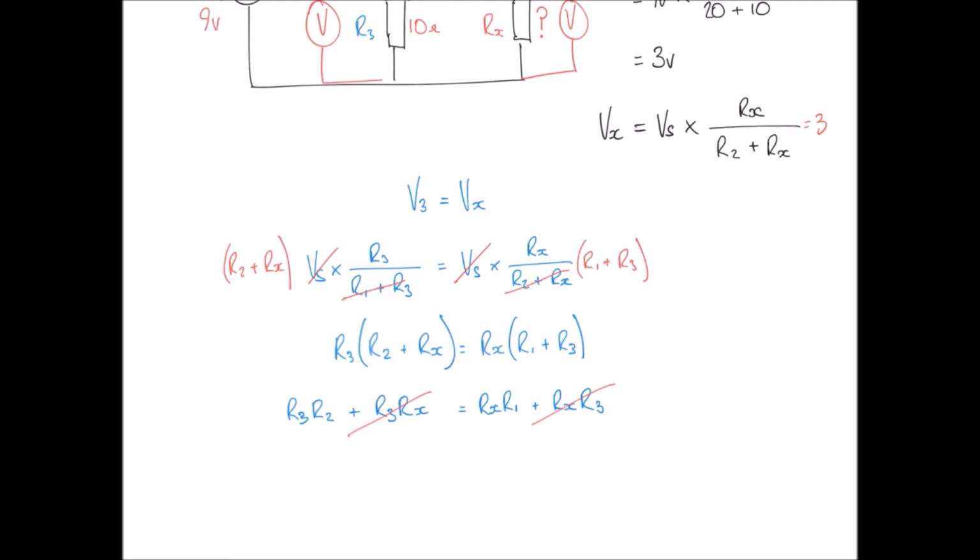And remember, we're looking for the formula for Rx. So with a little rearrangement, dividing both sides by R1, we end up with Rx is equal to R3 multiplied by R2 divided by R1.